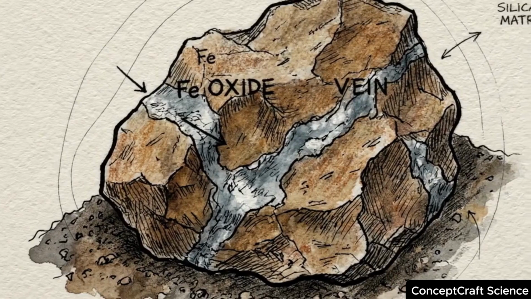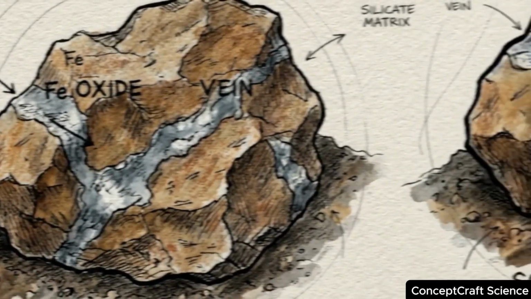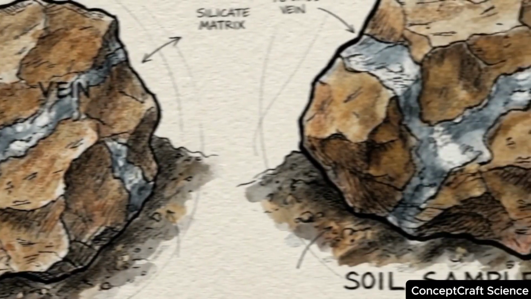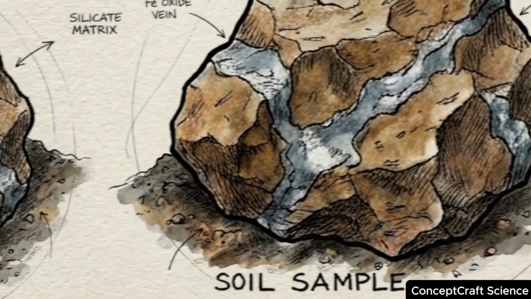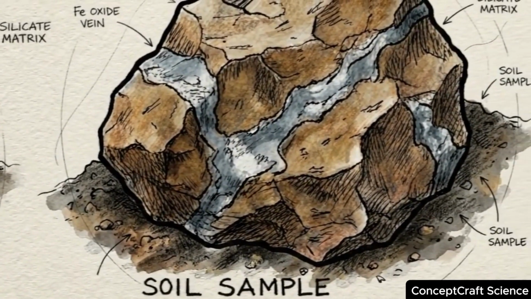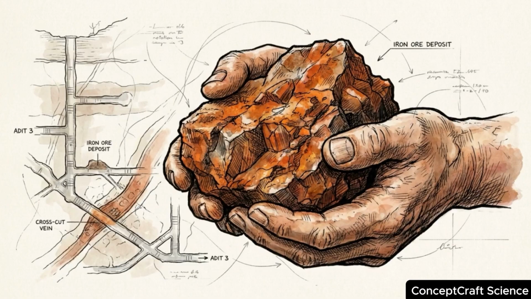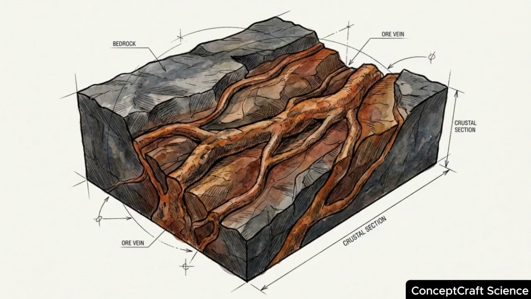We are used to metals being sleek and shiny, the pristine skeletons of our cities. But out in the wild, they look nothing like that. Nature rarely hands us a pure, gleaming chunk of copper or iron. Instead, it buries them deep underground, trapped inside heavy, dull rocks known as ores.